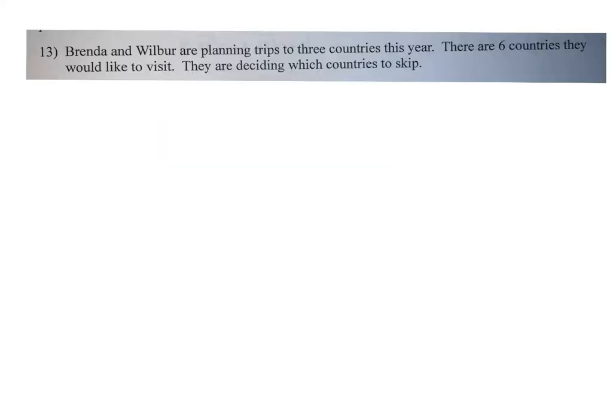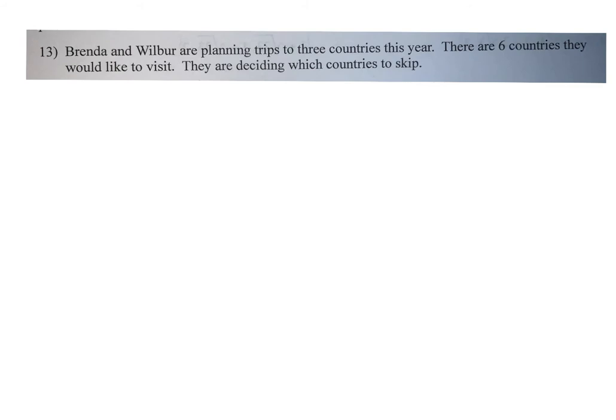Right here, I need to see either permutation or combination, or you can write your abbreviation for what you're doing, P or C, for how you're actually doing this particular problem. Brenda and Wilbur are planning trips to 3 countries this year. There are 6 countries they would like to visit. They are deciding which countries to skip.